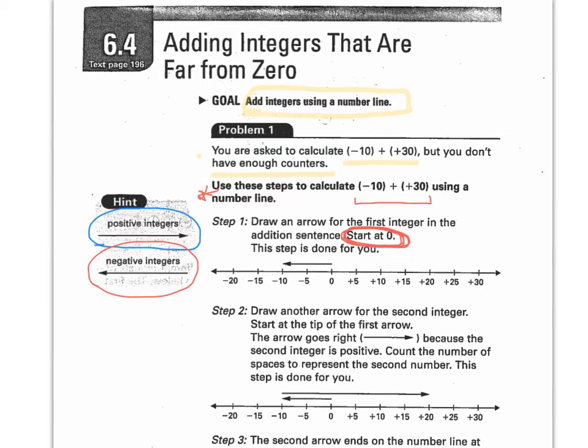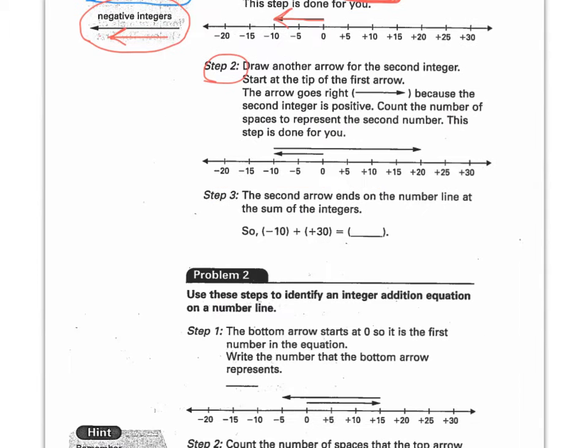So we're going to start at 0, and we are going to draw a line to indicate -10. Because it's negative, we're going to draw a line to the left. Starting at 0, we move to -10. Step 2, we are going to draw another arrow for the second integer. But we are going to start where we left off. Since we left off at -10, we're going to draw a line starting here.